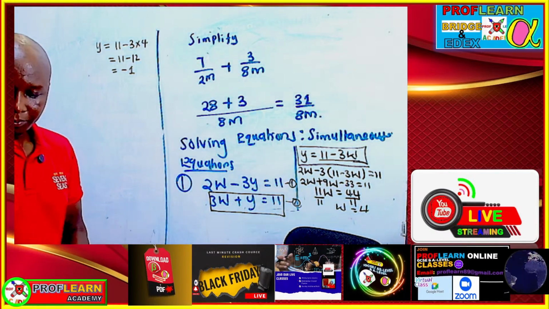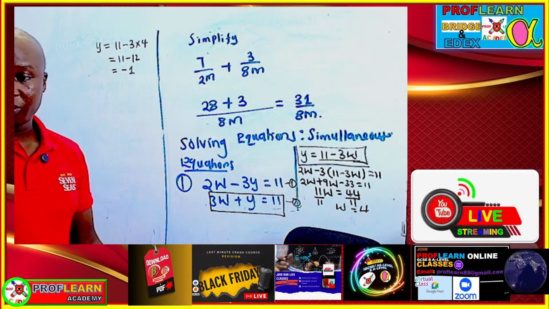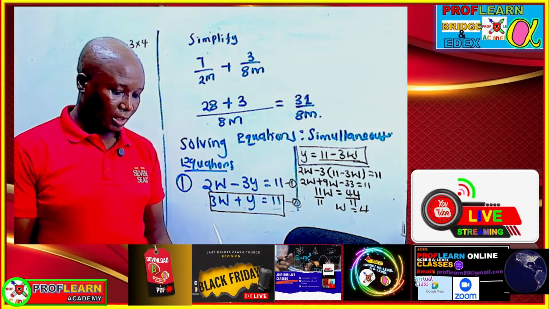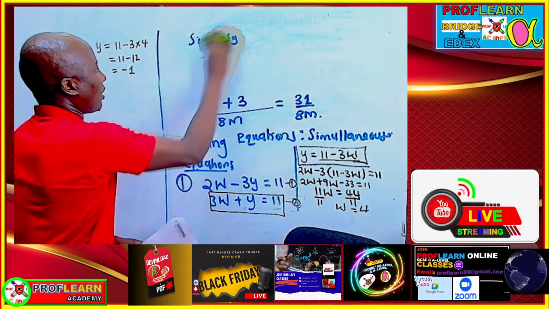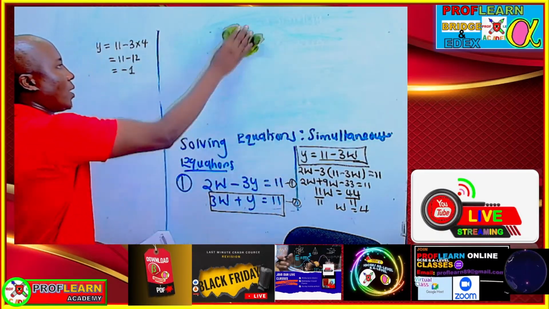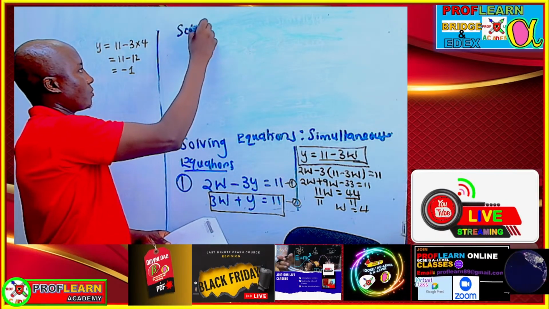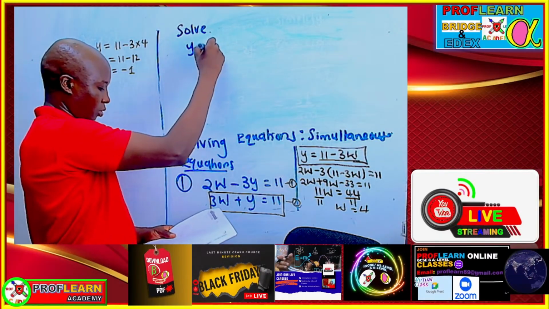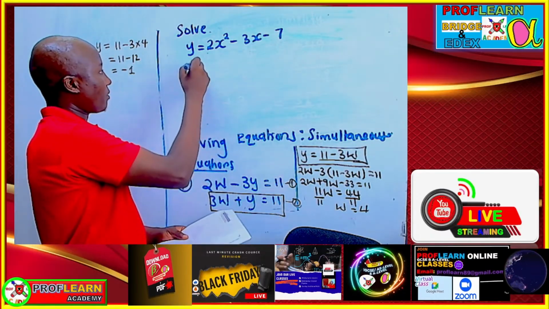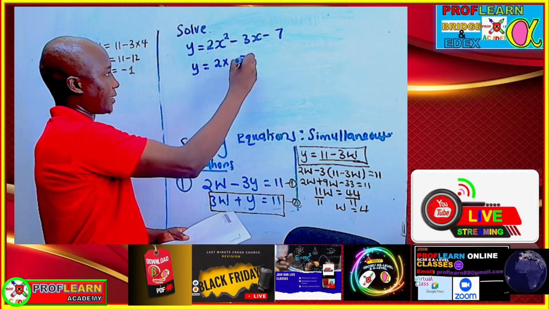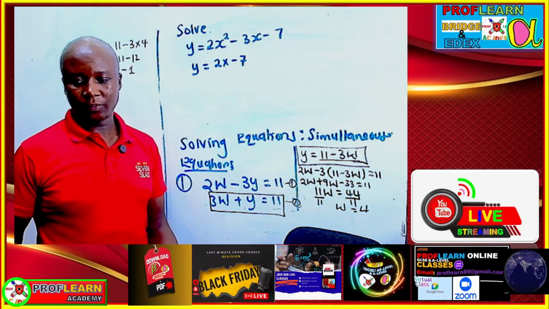So that's a question to do with simultaneous equations that you can be given. Then another type of question that you can be given for simultaneous equations is a question that involves quadratics. That is now a question I want you to figure out. How do you work out the question? Now you are told solve the simultaneous equations. You are given y is equals to 2x squared minus 3x minus 7, and y is equals to 2x minus 7. So you are supposed to solve these simultaneous equations. What are you supposed to do, and what can you do in order to solve such kind of equation?